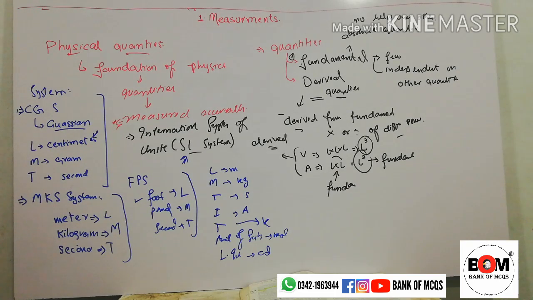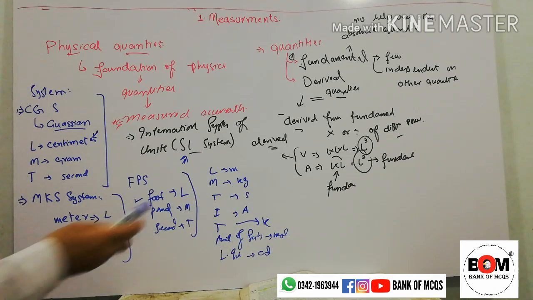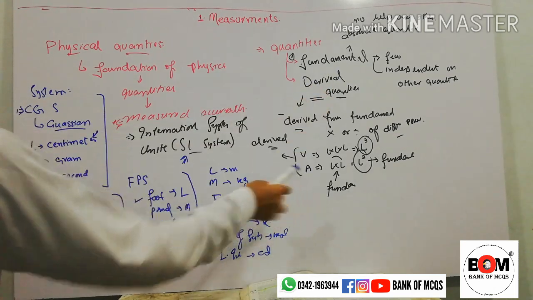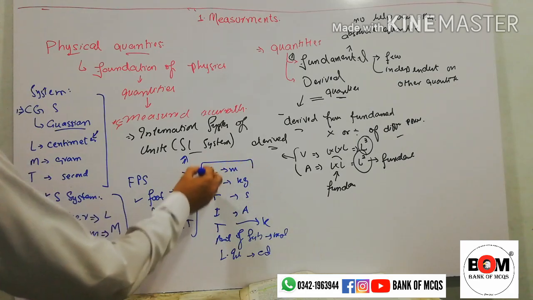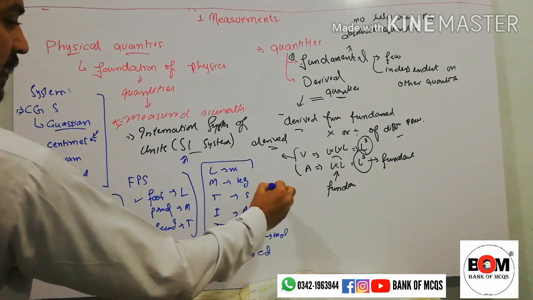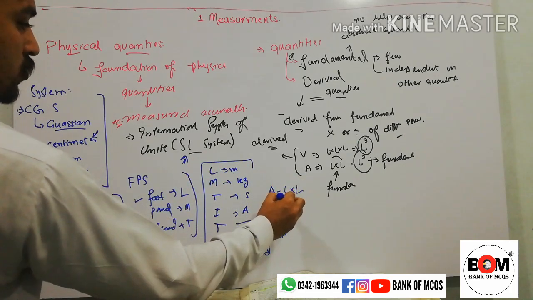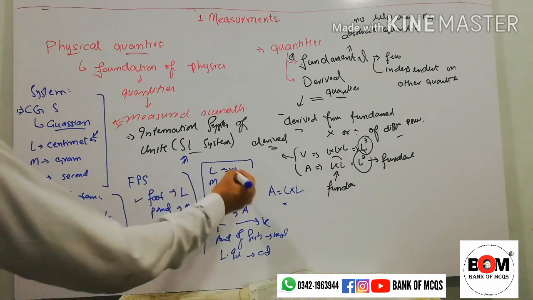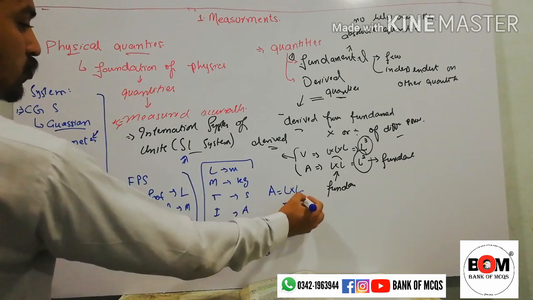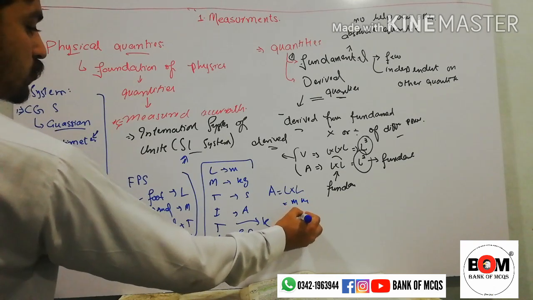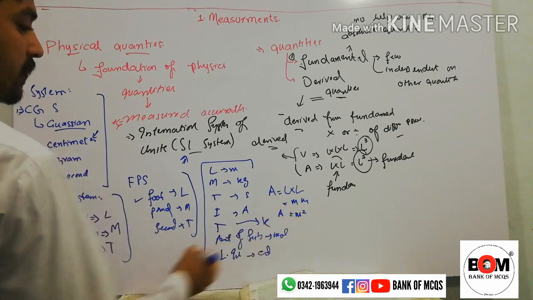Now the SI units are meter, kilogram, second, ampere. For derived quantities we will use these units. For example, area is made of length multiplied by length. So in the SI system, the length is in meters, so meter multiplied by meter is equal to meter square. So meter square is the unit of area.